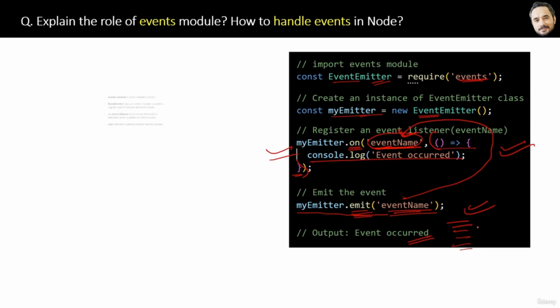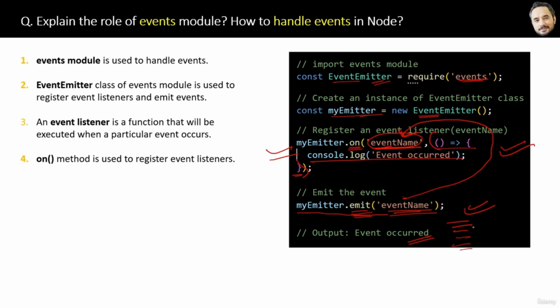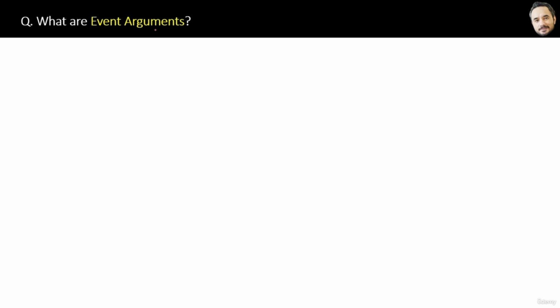And here I have written a few points again about the event emitter, which I already explained, and I hope you like this answer. What are event arguments?